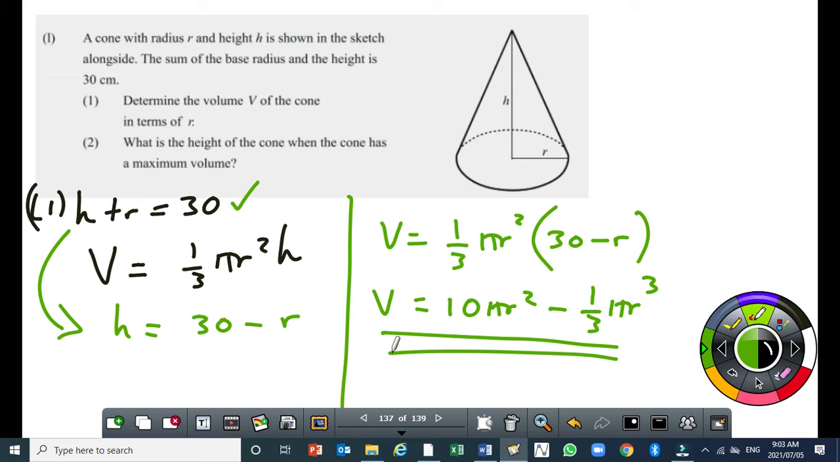Okay, so we are done with the first part. Then the second one says, what is the height of the cone when the cone has a maximum volume? This word here, maximum, means find the first derivative. Once you see that word maximum, it means find the first derivative. This is a clue that you need to find the first derivative.